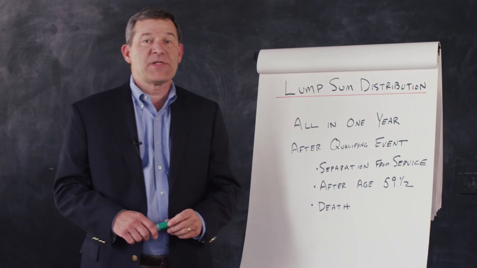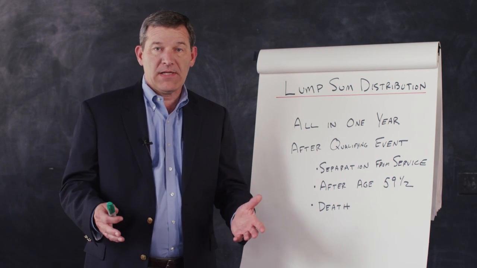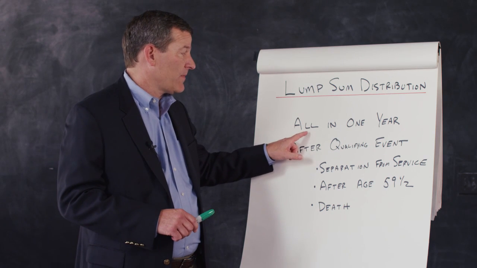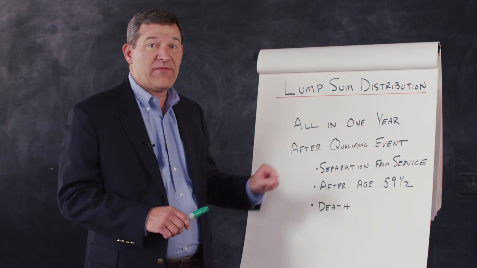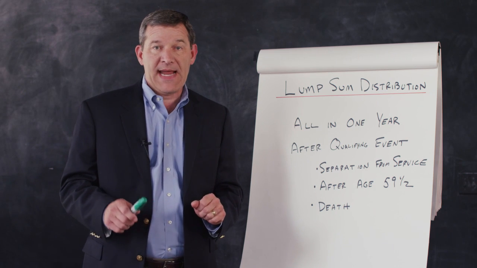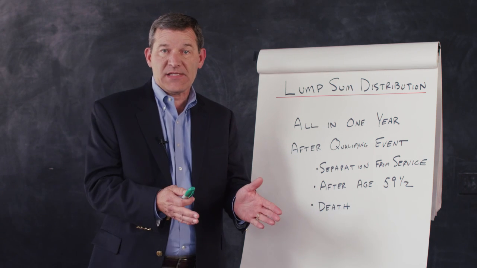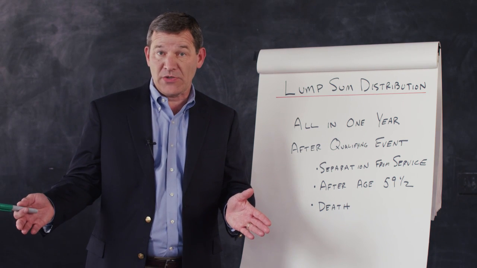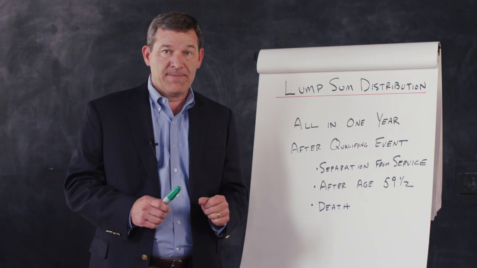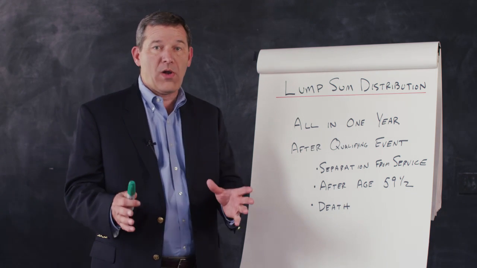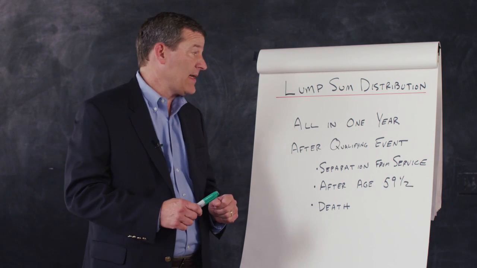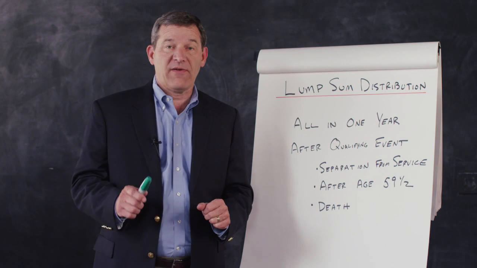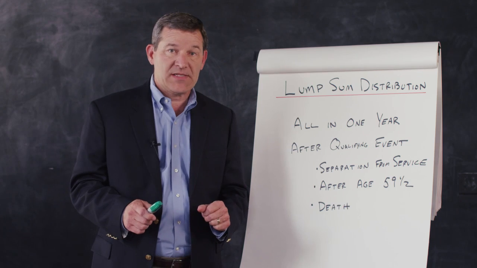So let's talk about a lump sum distribution. What is a lump sum distribution and when can you do it? Essentially, you have to take all of it out in one calendar year. So if you take some out in year one and you want to do a lump sum distribution in year two, too bad, you've blown it. So you must take all of the money out of the account in one calendar year, taxable year, after a qualifying event. And there are 3 events.